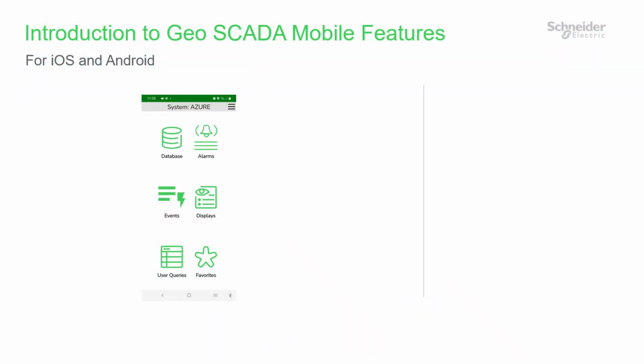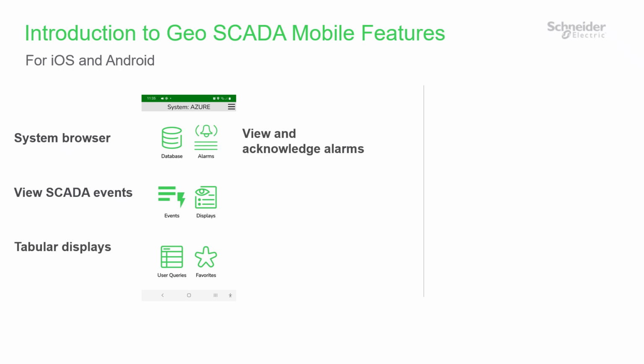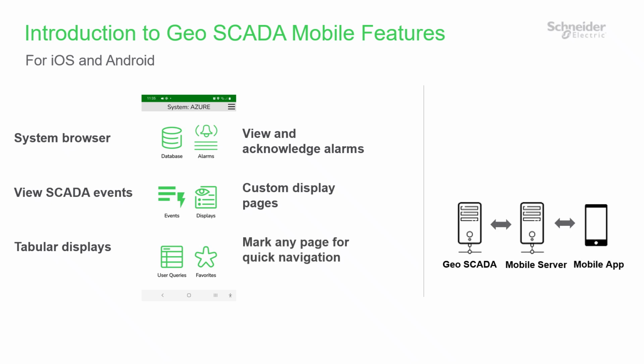The features of Geo SCADA Mobile are shown on the home menu here: a data browser with the new Mimic feature, event viewer, table displays, view and acknowledge alarms, custom display pages and favorites. The architecture of Geo SCADA Mobile consists of a mobile server which sits between the app and Geo SCADA. We recommend this is a separate host with firewalls, and we also recommend the use of a private network or VPN if possible.